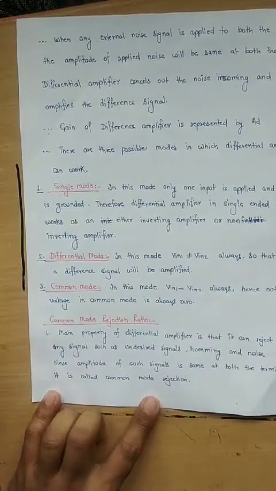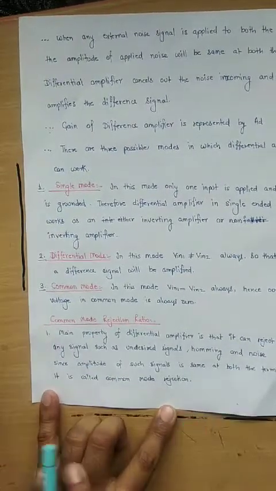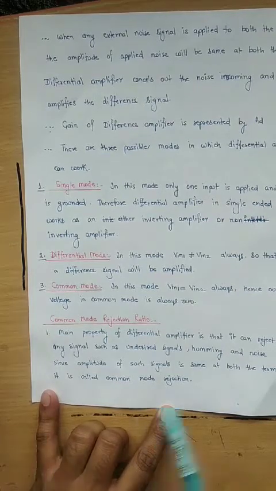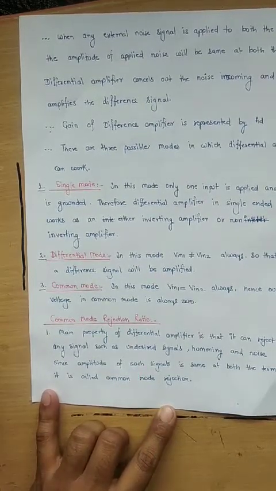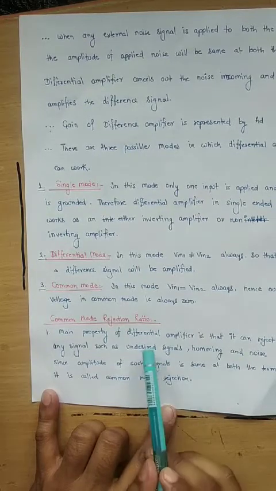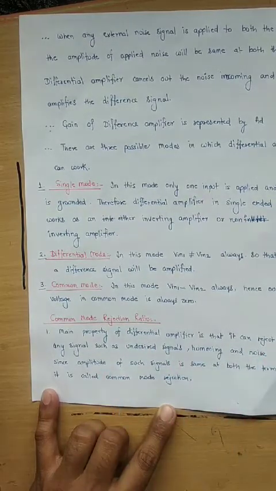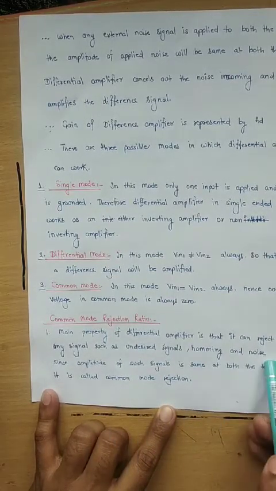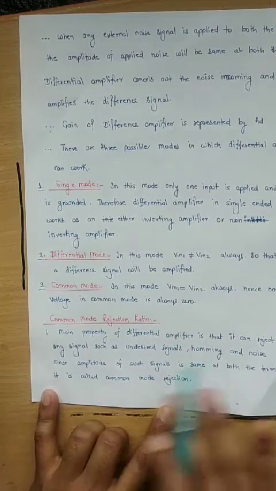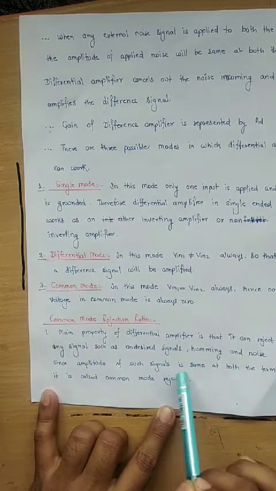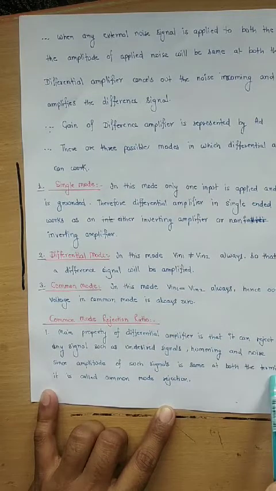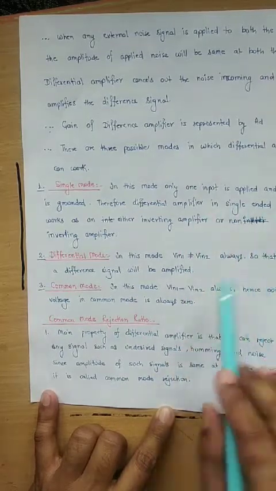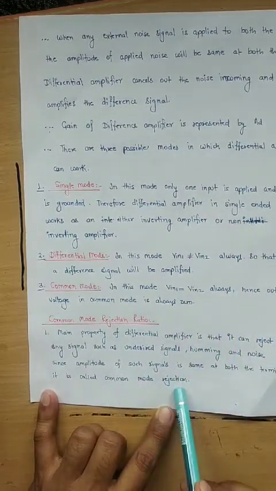Now let us discuss one more and last topic of the op-amp, that is common mode rejection ratio. What is the common mode rejection ratio? Look, the main property of differential amplifier is that it can reject any signal such as undesired signals, humming and noise. So it cancels out such type of signals. Since amplitude of such signals is same at both the terminals, that is why it is called common mode rejection. Means common signals are rejected, that is why it is called common mode rejection.